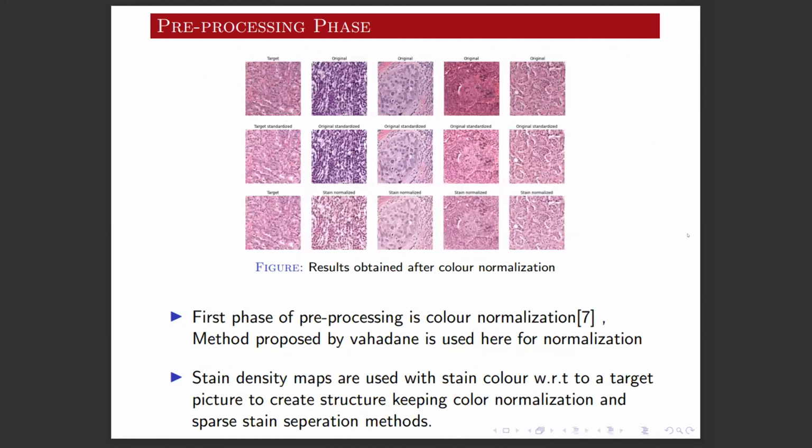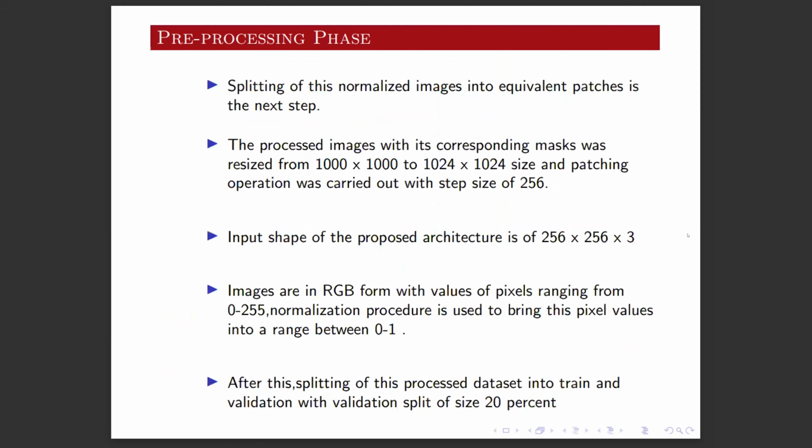The first step is pre-processing. In the first phase of pre-processing, color normalization, I used the Vahadane method. The method proposed by Vahadane is used here for normalization, and the stain density maps are used with stain color with respect to a target picture to create a structure-keeping color normalization and sparse stain separation method. So these are the results obtained after color normalization.